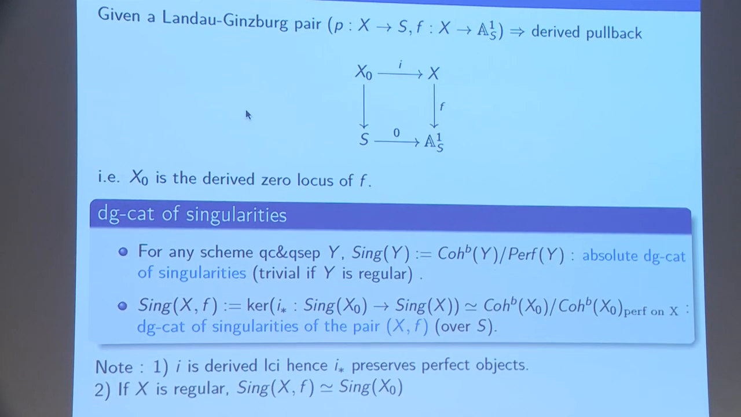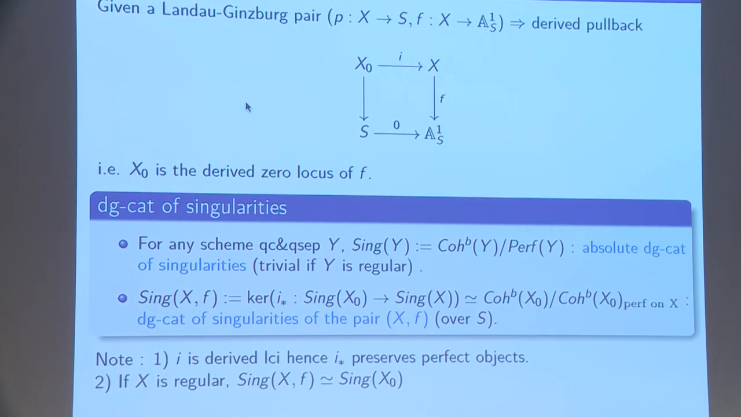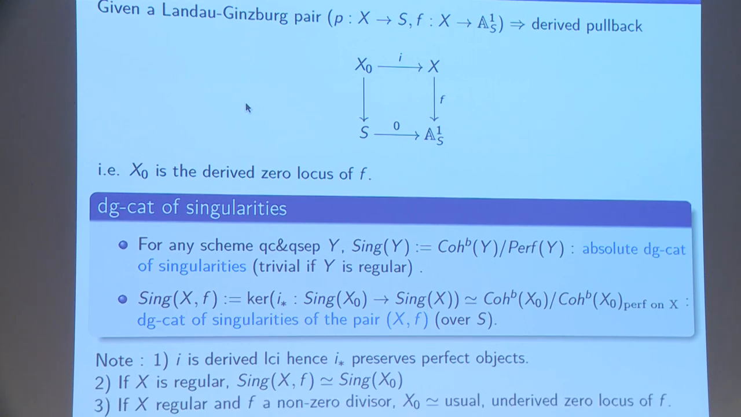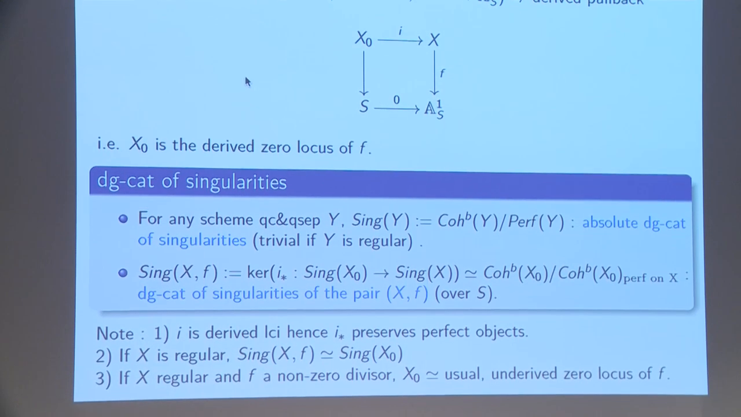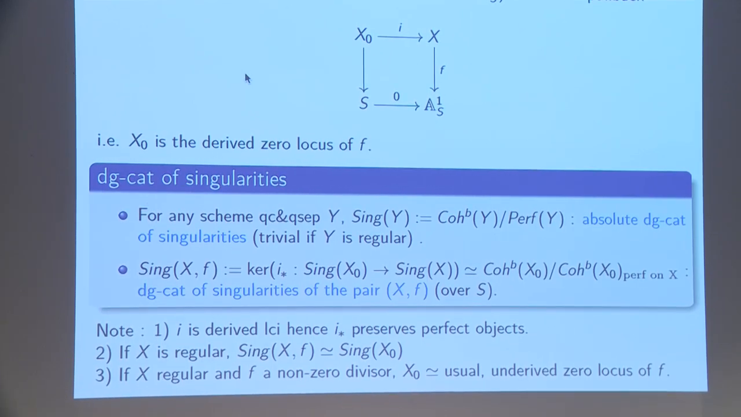And if X is regular, there is nothing to do, the relative singularity category is just the absolute singularity category of the derived zero locus. Also, if X is regular and the map f is a non-zero divisor, then this pullback is not a derived pullback, it's an ordinary pullback. They coincide, so X0 is just the usual scheme-theoretic zero locus of f.